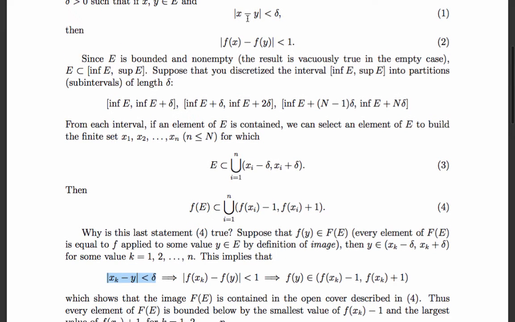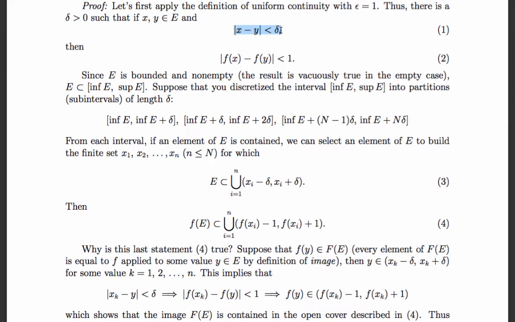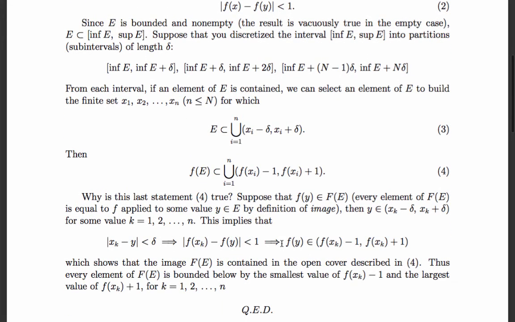Which implies, from this statement here, that if the absolute value of xk minus y is less than delta, then the absolute value of f of xk minus f of y is less than 1. Which is precisely the statement we have written here. And that implies that f of y is in the 1 neighborhood of f of xk, which means an arbitrary element of f of E is in one of these 1 neighborhoods of f of xk, which means it's in the union.